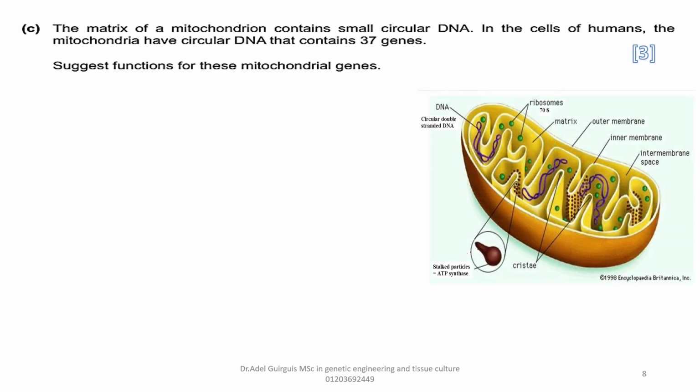Look at the structure of the mitochondrion. Several copies of DNA, circular double helix, double-stranded DNA. Several copies here and here and here, found in the mitochondrial matrix. Each DNA molecule carries the same 37 genes. Okay, what's the importance? What's the function of these mitochondrial genes?